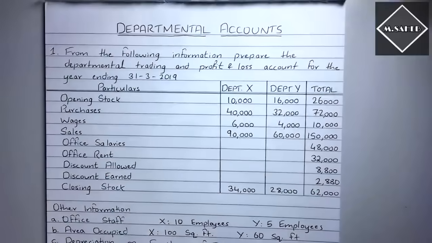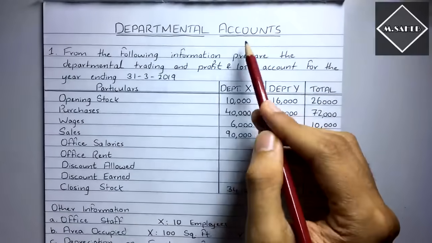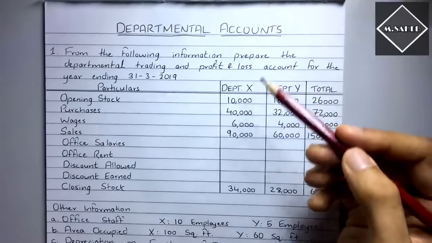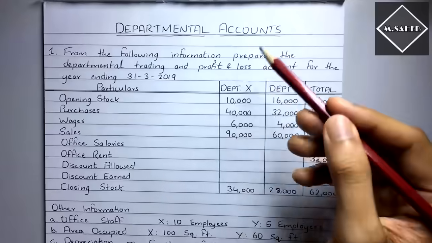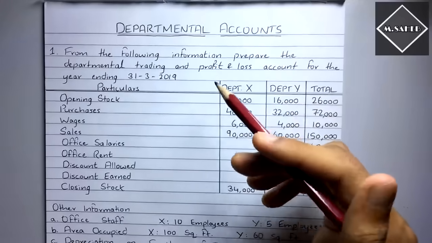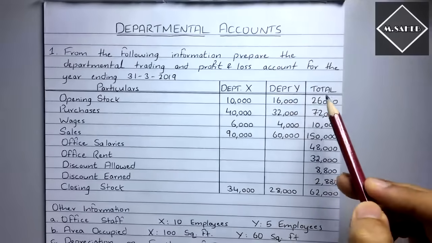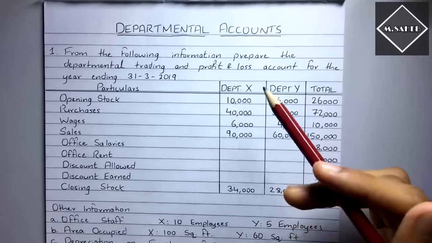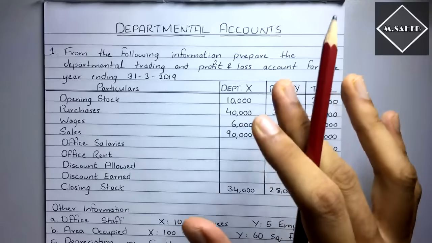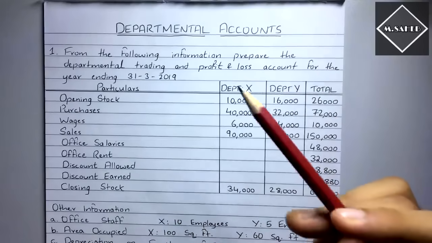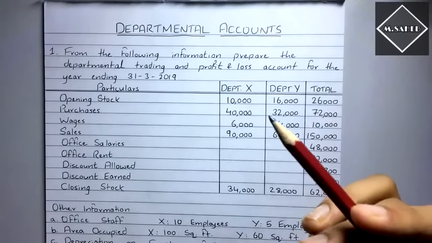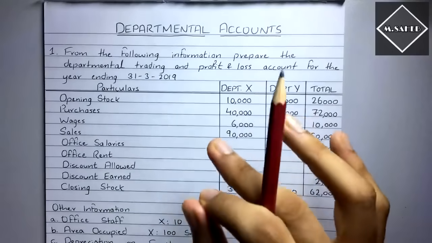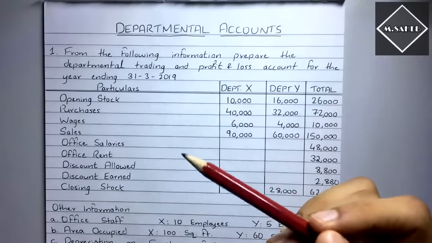Hi everyone, this is the second video of Departmental Accounts, and in the previous video we saw the concept of Departmental Accounts. We also saw how to distribute expenses among various departments, the allocation of expenses. Now if you haven't watched that video, then please go watch that video first. I will put the links in the description. If you don't watch that video, then you will get confused over here, so I recommend you to go watch that video first.